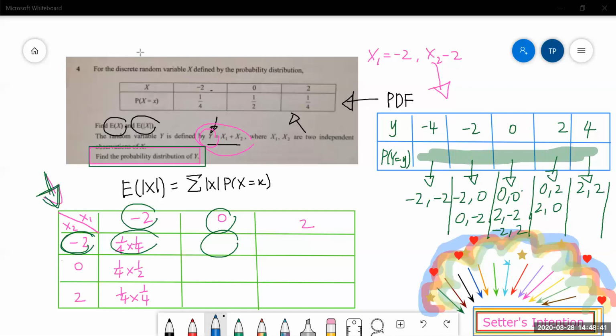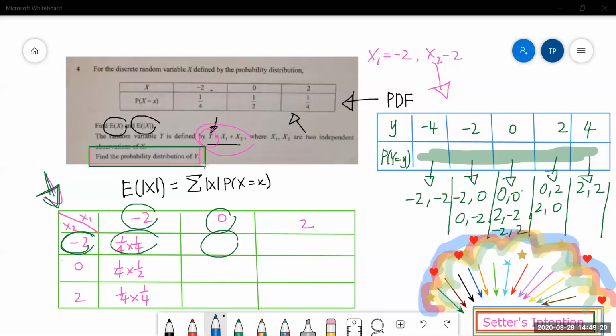Wait, you mean P(Y = y) is not 1, 2, 3, 2, 1? It's not the number of, no. It's about the score of y. What's the score that y can take? Because it's x1 plus x2, x1 can take on minus 2 plus minus 2, which is minus 4. That's the lowest. Or minus 2 plus 0, 0 plus minus 2. So the answer in the box is not 1, 2, 3, 2, 1.